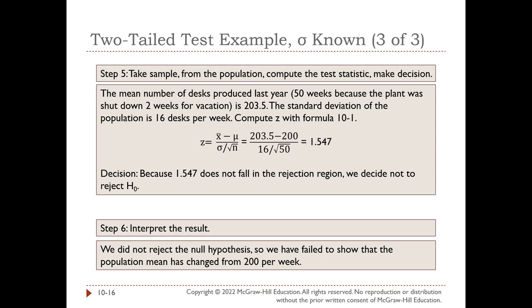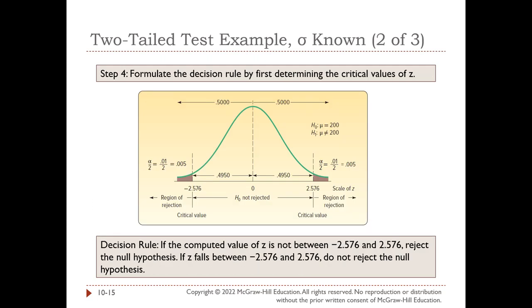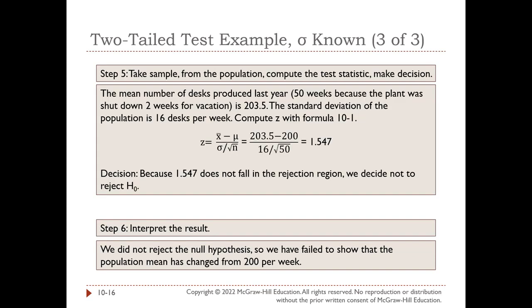Okay, so our decision is this. Since it does not fall outside our range, it falls right in. So 1.547 falls in our do not reject region. We decide not to reject the null. So then we're going to interpret the results. We do not reject the null hypothesis, so we have failed to show that the population mean has changed from 200 per week.